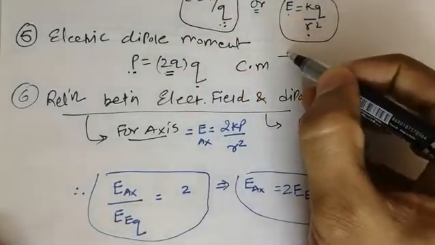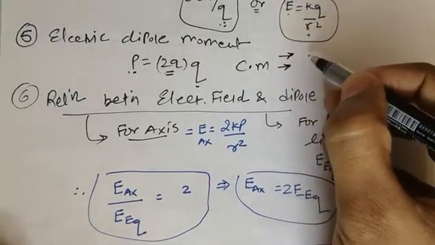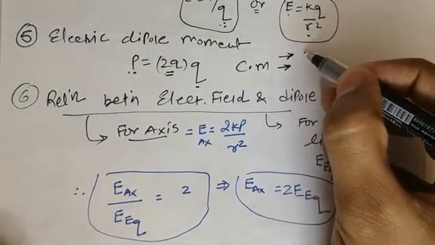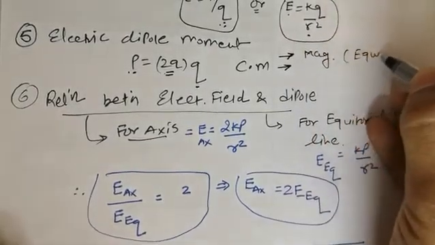The electric dipole moment is a subset of the electric field. It must fulfil two conditions. First, the magnitudes of the two charges must be equal.